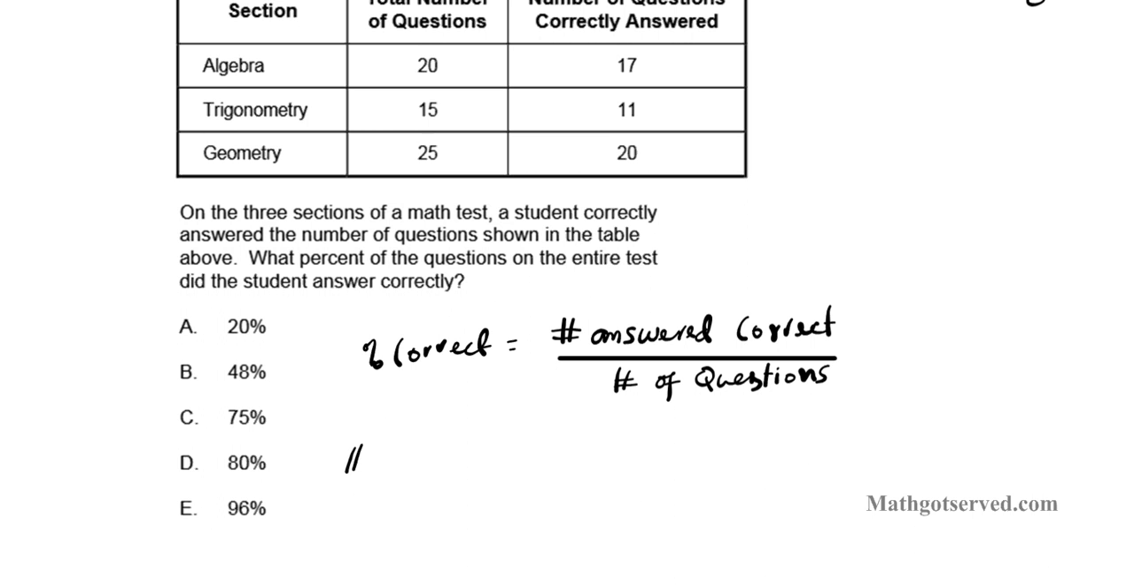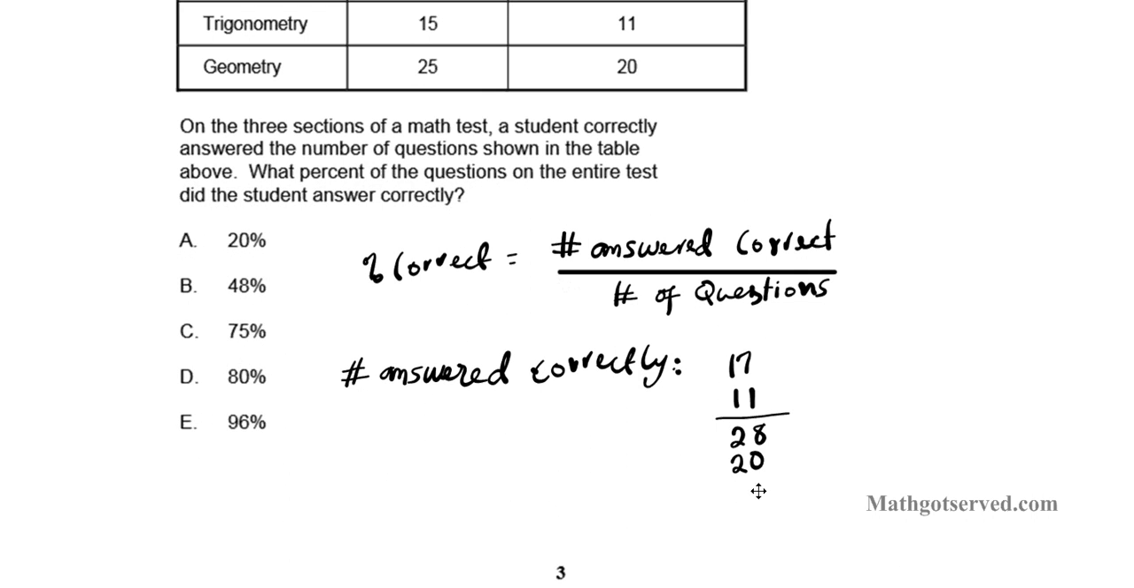So the number answered correctly is going to be the sum of this column right here, 17 plus 11. Let's do it 2 at a time. It's 28, and then you add 20 to that, and your sum is going to be 48. So 48 were answered correctly.